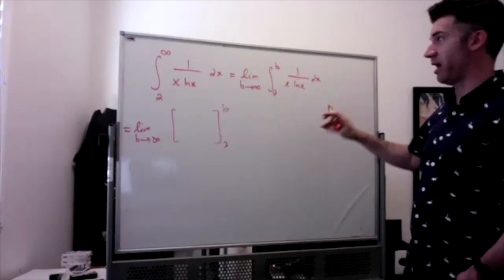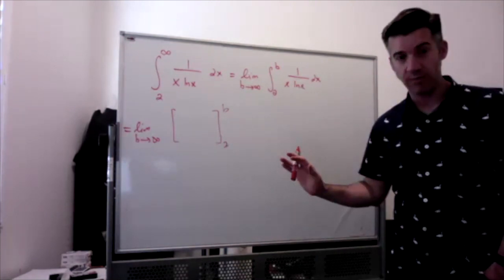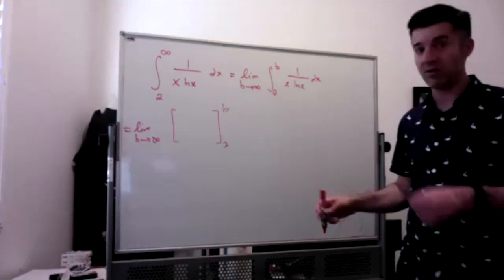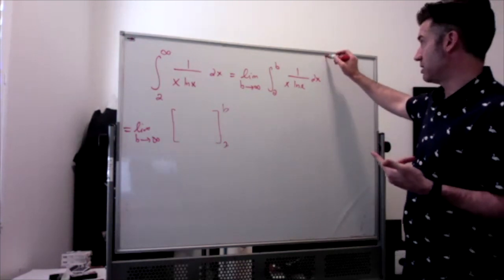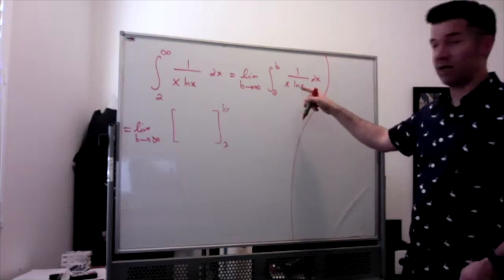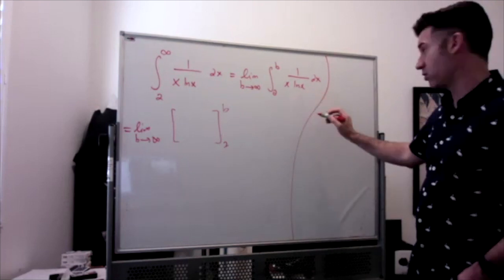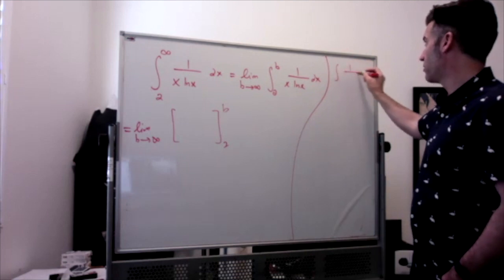So what I like to do, especially with improper integrals, when I have to do either a u-sub or integration by parts, is to do that off to the side. Meaning I'm going to do the indefinite integral just all by itself.